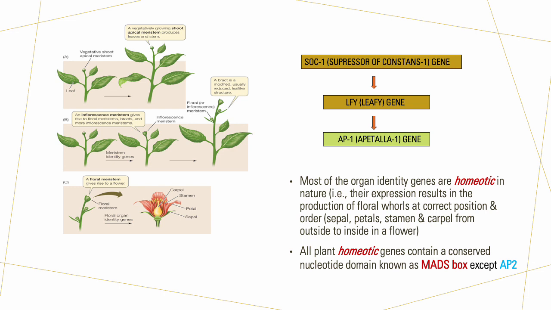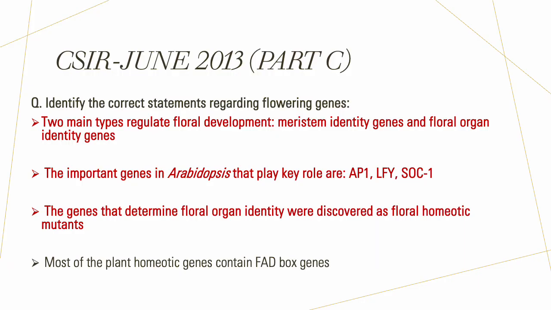So there are two types of genes which regulate floral development: meristem identity gene and organ identity gene. So that's why statement number one is correct. Then the important genes that regulate development in Arabidopsis are AP1, LEAFY, and SOC1. If you remember, I showed you a flow chart with AP1, LEAFY, and SOC1, and then they were discovered as floral homeotic mutants. The F-box gene is a wrong statement, right?